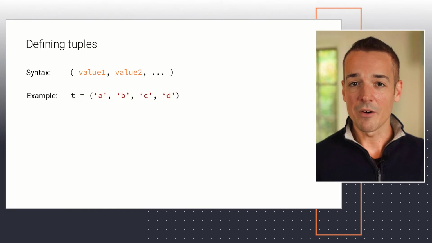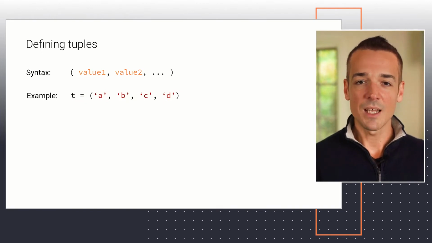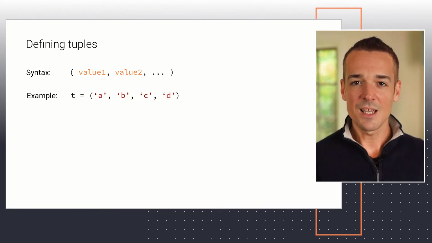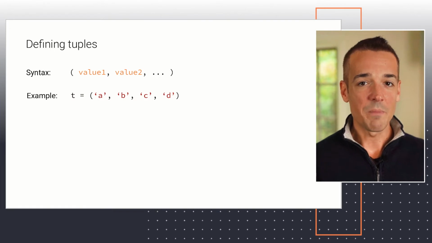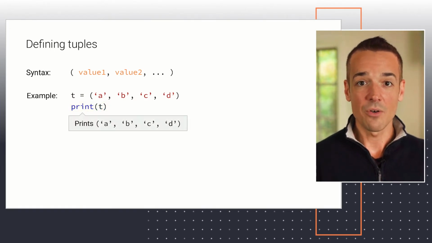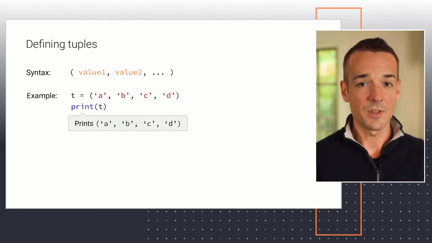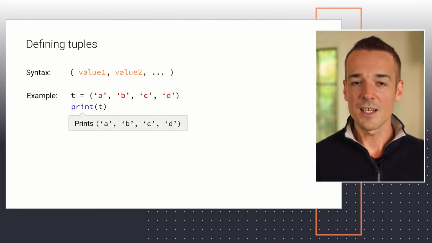Here, we're creating variable t as a tuple containing strings a, b, c, and d. If we then pass variable t as an argument to a print call, the output shown on the terminal includes all elements of the tuple, also in parentheses and separated by commas.